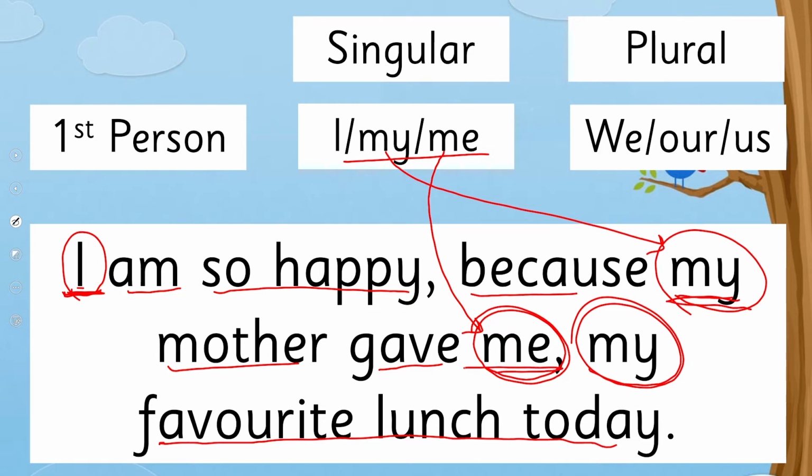If I use any other word instead of my and me, it will be wrong. So I have to use correct pronouns. Are you getting it? That's why I, my, me, my, these are pronouns for first person. Whenever I'm talking about first person, these are the pronouns I will use.